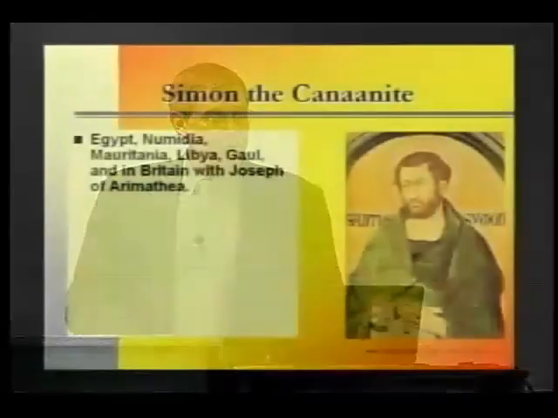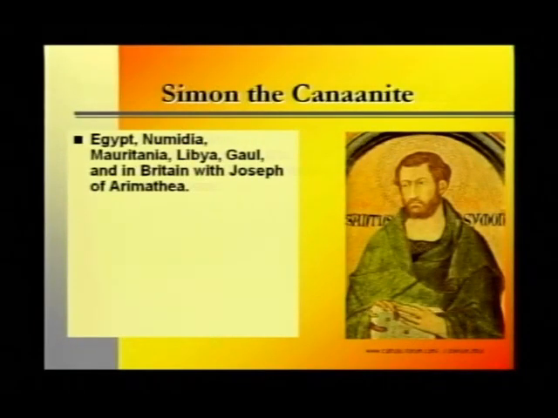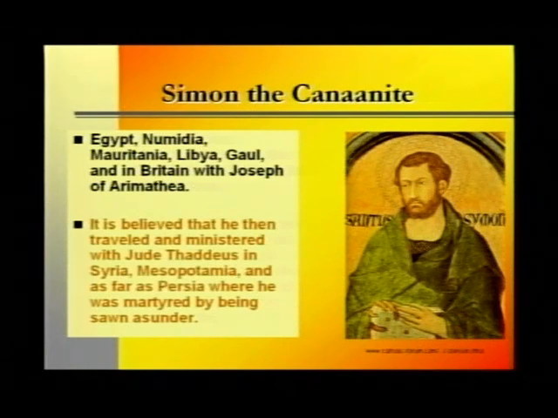Simon the Canaanite went to Egypt, Numidia, Mauritania, Libya, and other places. He also possibly went to Britain with Joseph of Arimathea. There's a legend that he went with Joseph there and preached the gospel. It is believed that he then traveled and ministered with Jude Thaddeus in Syria, Mesopotamia, and as far as Persia, where he was martyred by being sawn asunder.